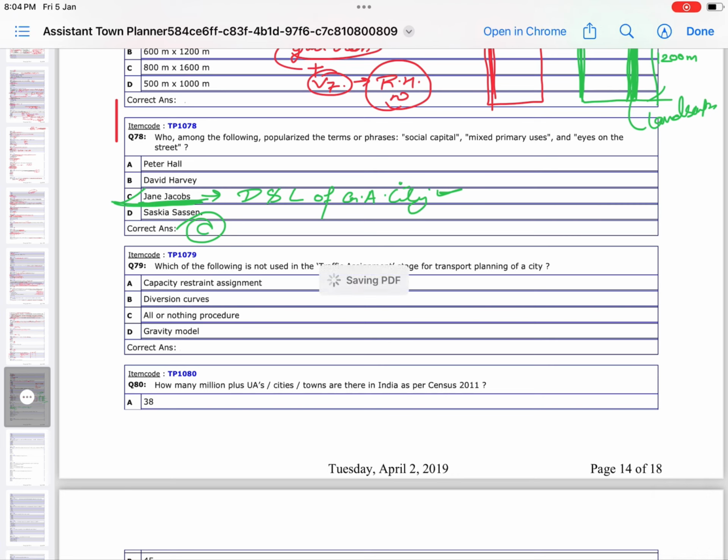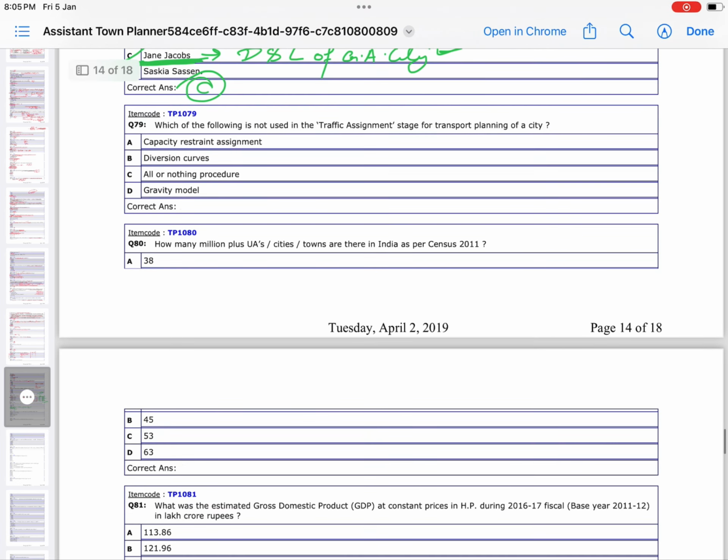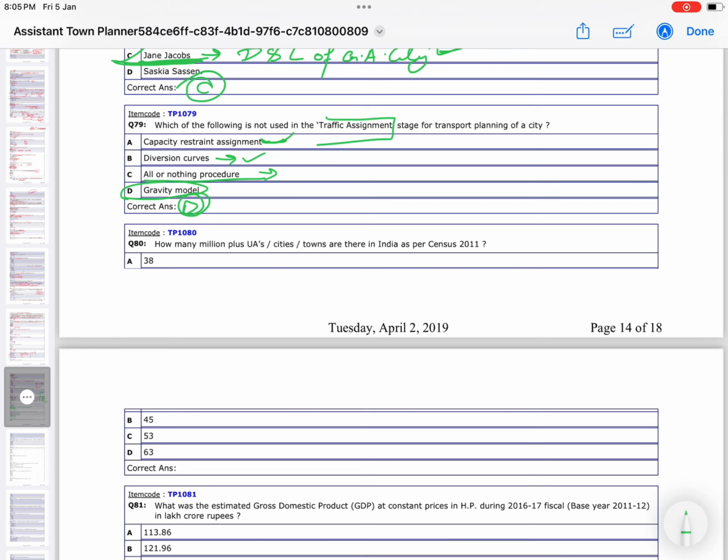Now moving on to question 79. Which of the following is not used in the traffic assignment stage for transport planning of India? The one which is not used is the gravity model. All or nothing, diversion curves and capacity restraint assignments are used, but the gravity model is not included in the traffic assignment stage.